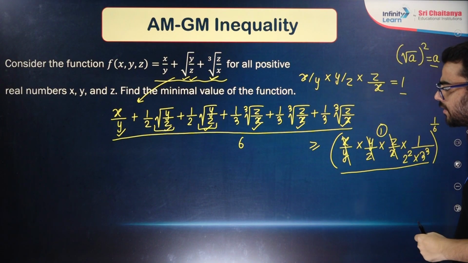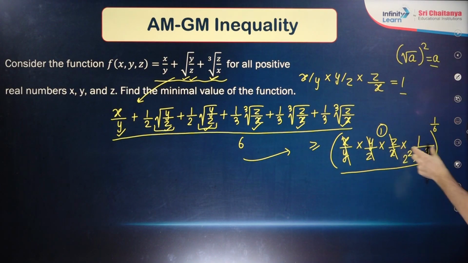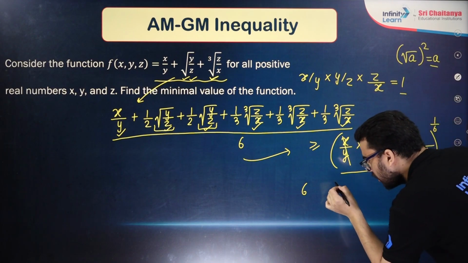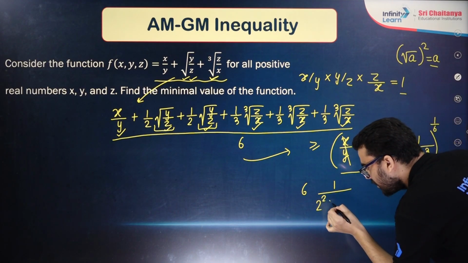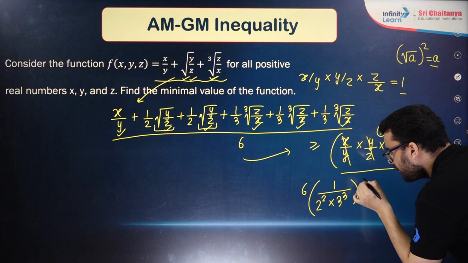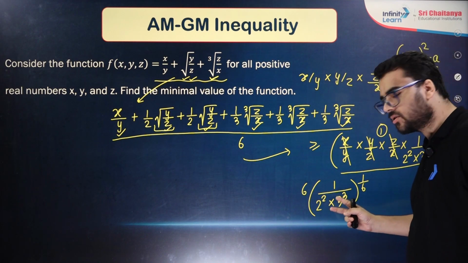So what is the minimum value? This 6 will be cross multiplied. So 6 times the 6th root of 1 by 2 square into 3 cube is the minimum value of the expression. I hope this is clear. This is the answer over here, right?